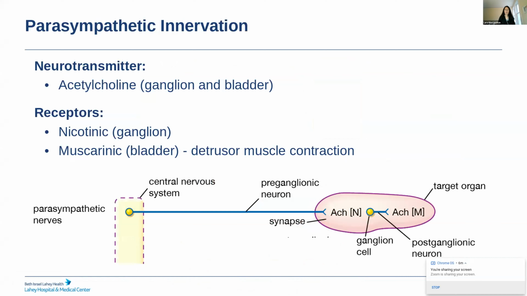Another detail that could definitely be asked on exam questions are neurotransmitters and receptors. If you also recall back from medical school, the neurotransmitter of the parasympathetic system is acetylcholine, both at the ganglion level and at the bladder level. For the receptors, there are two different types in the parasympathetic pathway. At the ganglion, which would be at your pelvic plexus or in the bladder wall, those would be nicotinic receptors. And then at the postganglionic target, it would be a muscarinic receptor in the bladder wall itself, which causes detrusor muscle contraction.